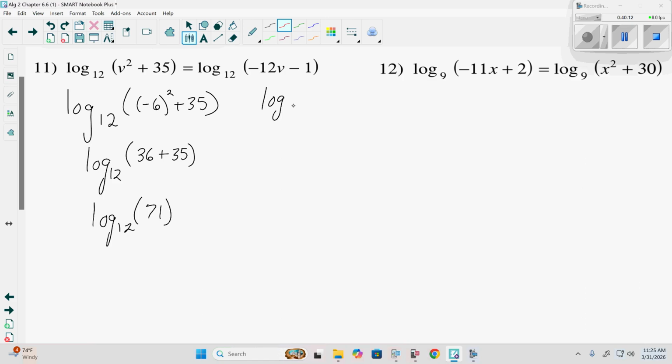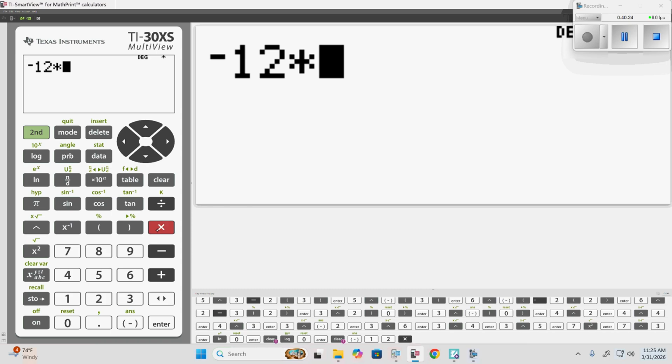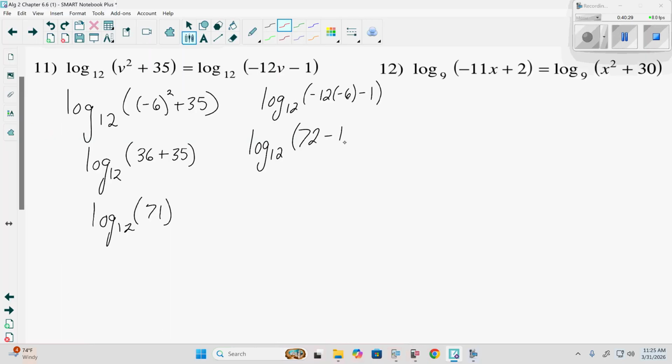On the other side, log base 12, we'd have negative 12 times negative 6 minus 1. Well, negative 12 times negative 6 is positive 72. And 72 minus 1 is 71. So even though the value of x was negative, after we plugged it back in and simplified, what we had left inside the logarithm was positive. Do we see how that works?